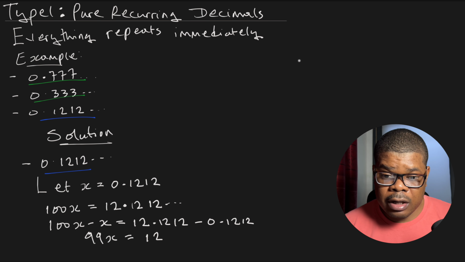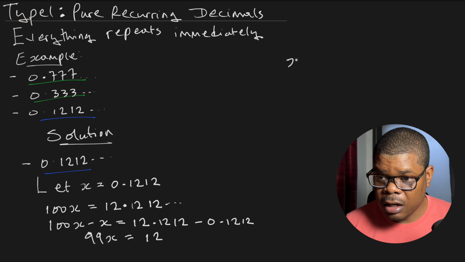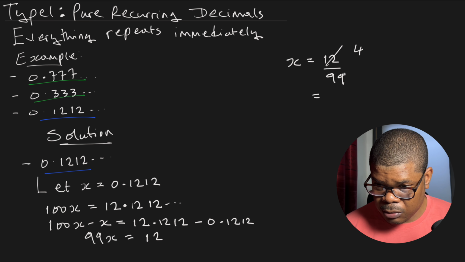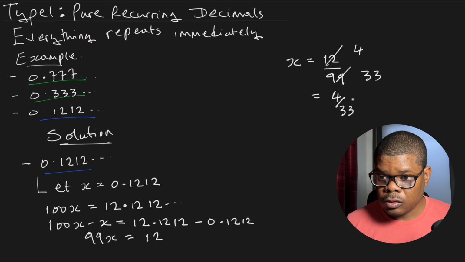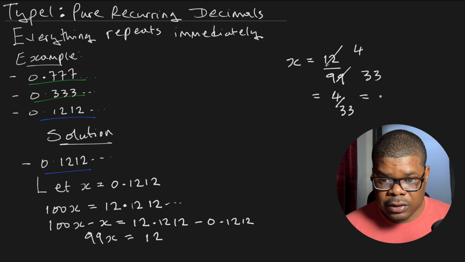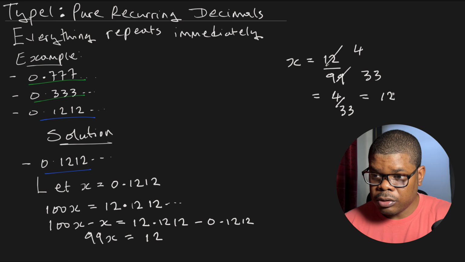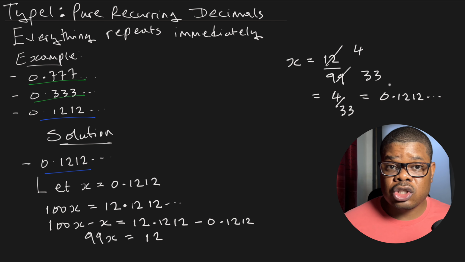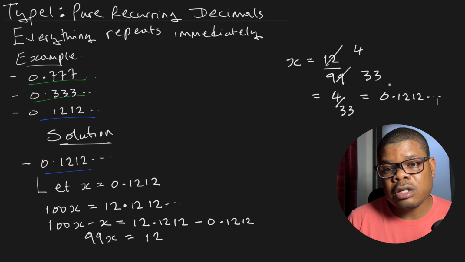Okay, so when I divide both sides by 99, I have x equal to 12 over 99. And I believe I can break this further because 3 can go into 12 4 times and 3 can go into 99 33 times. So we have x to be 4 over 33. All right, and 4 over 33 is the same thing as 0.1212... You can always check with your calculator to find out if all that we have been doing is correct.